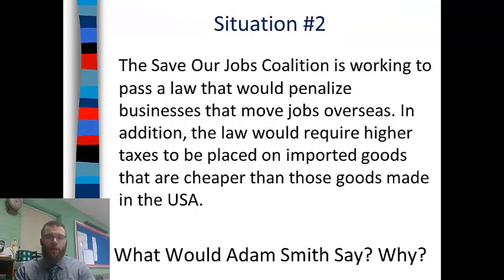Situation number 2. The Save Our Jobs Coalition is working to pass a law that would penalize businesses that move jobs overseas. In addition, the law would require higher taxes to be placed on imported goods that are cheaper than those goods made in the U.S. What would Adam Smith say, and why would he say it? Pause.